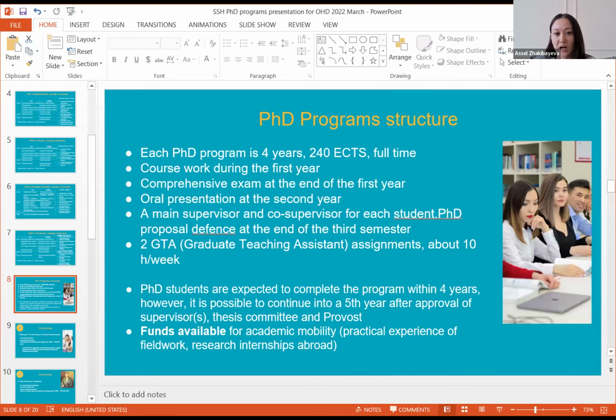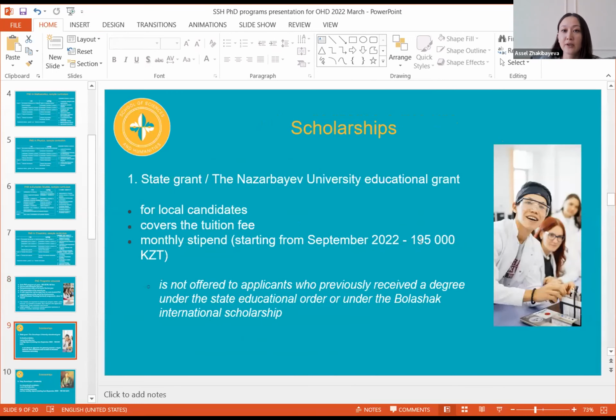Also, for funds availability, the university has a lot of links with different universities, as the professor also indicated. We have partners to work with, abroad and within the country. Talking about funding, all our PhD students are studying based either on a state grant or the Nazarbayev University educational grant. The majority of students are on a state grant.